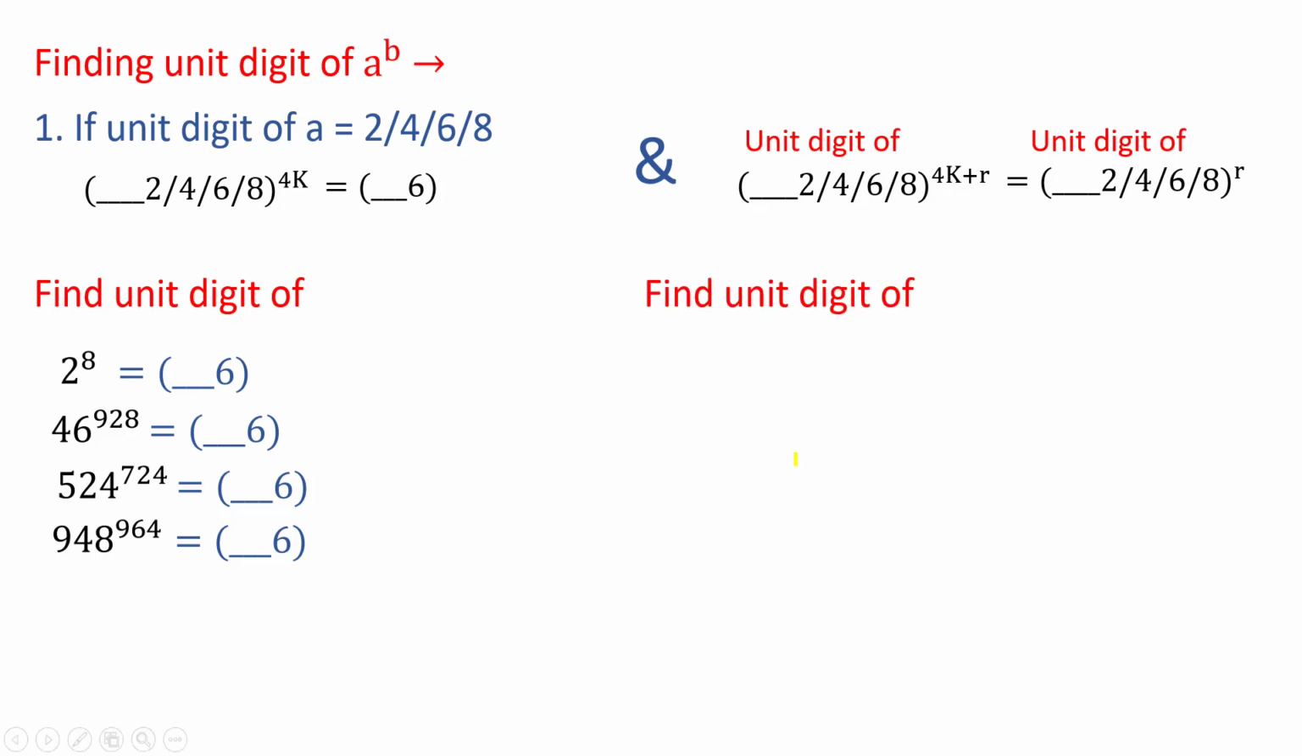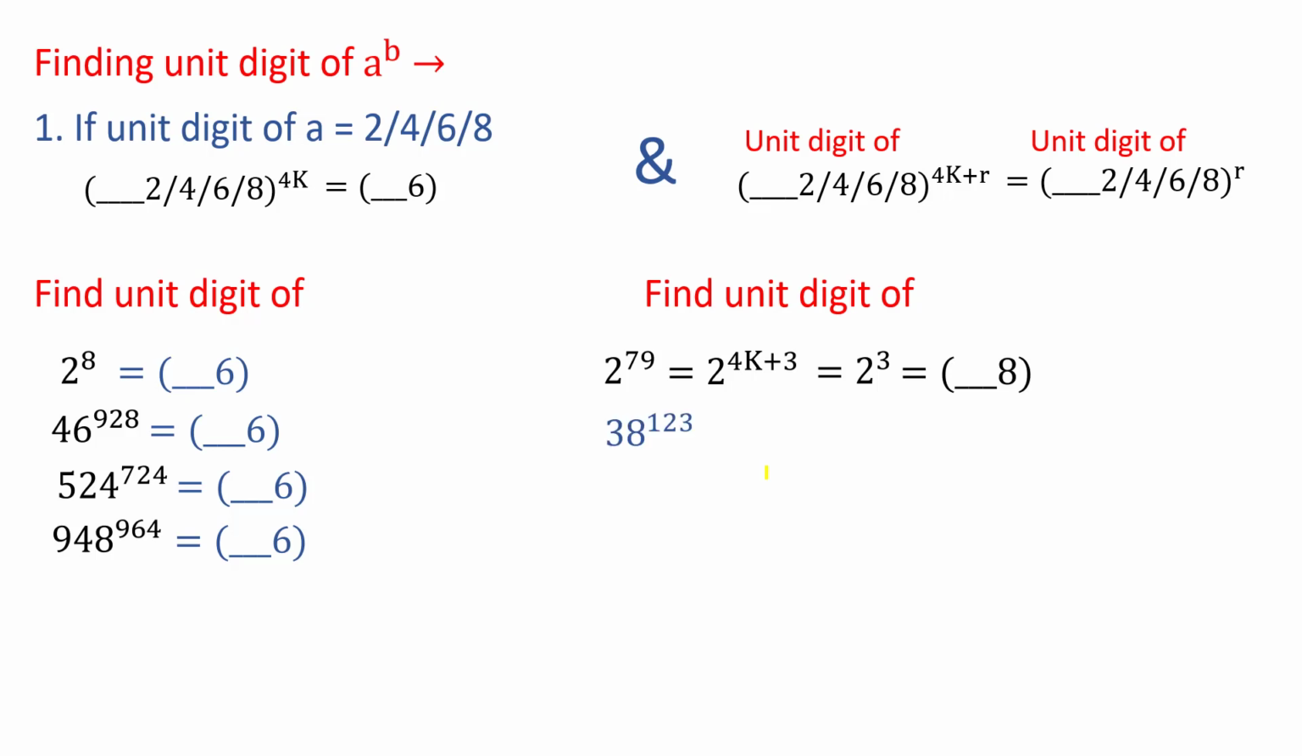After this, let's have a look at few more examples. The first one is 2 to the power 79. Over here in case of 2 we are supposed to divide power by 4. We are supposed to express power in a multiple of 4. So if we divide 79 by 4, the remainder is going to be how much? 3. So we can express 79 as 4k plus 3. So the unit digit of 2 to the power 4k plus 3 is same as unit digit of 2 to the power 3, that is equal to how much? 8.